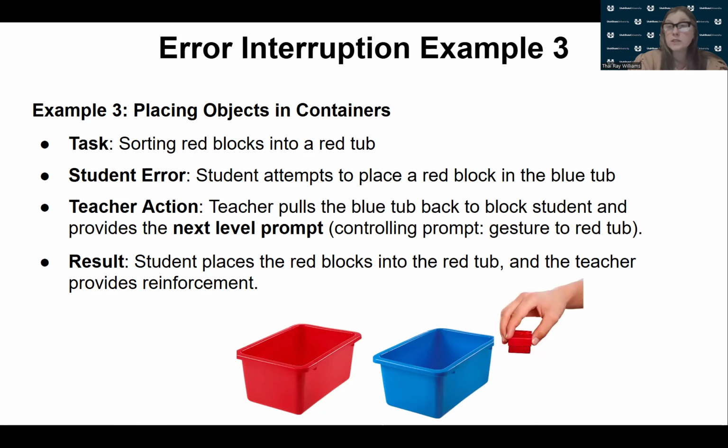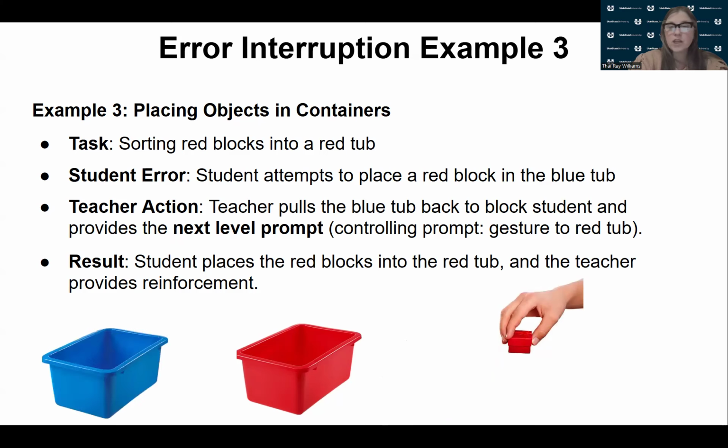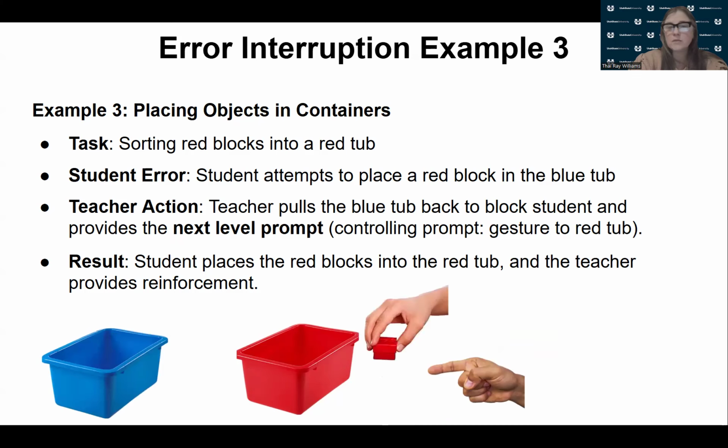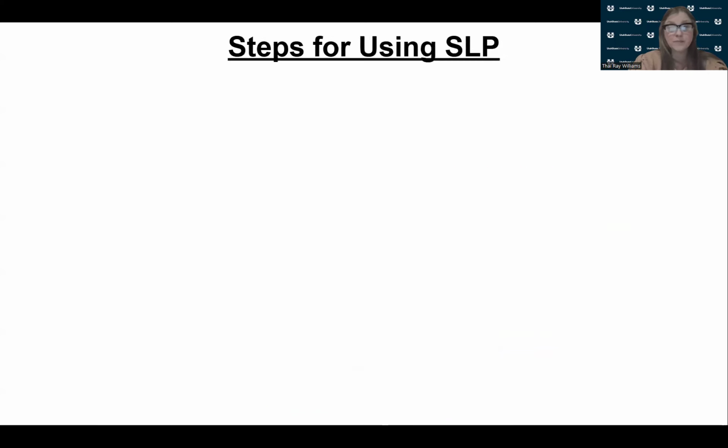And so the teacher's error interruption is that the teacher pulls the blue tub back to block the student and provides that next level of prompt, which is gesturing to the red tub. And then the student places the red block in the red tub, and the teacher immediately provides reinforcement. So again, whenever possible, we want to engage in error interruption because we are shooting for errorless learning.